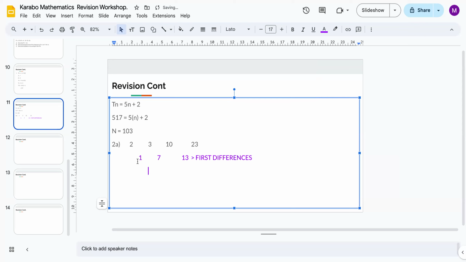Then I want to put in my second constant differences as well. We'll do that in another color. 7 minus 1 is 6. And because it's constant, I know it will be 6 throughout. Even if I had 20 terms, the second difference is always constant, so it will be 6 throughout. These are my second constant differences. Now let me put these to the side because we're going to need these.